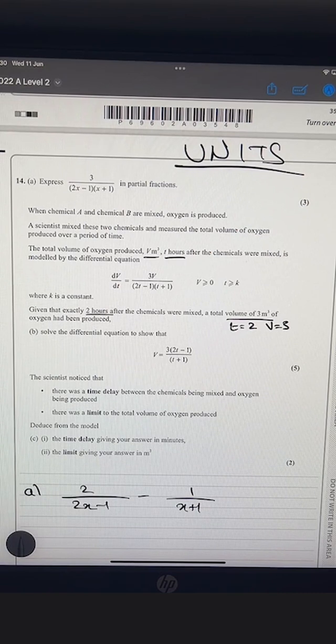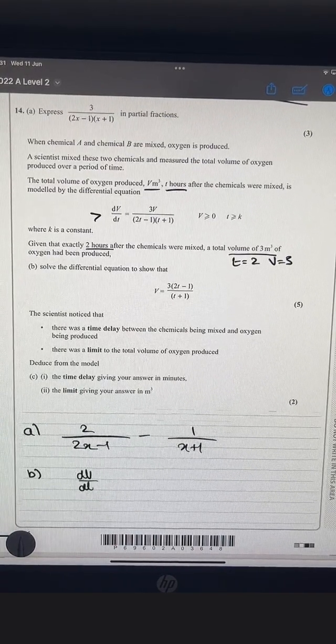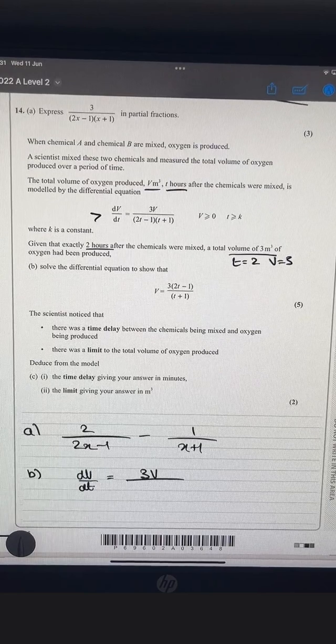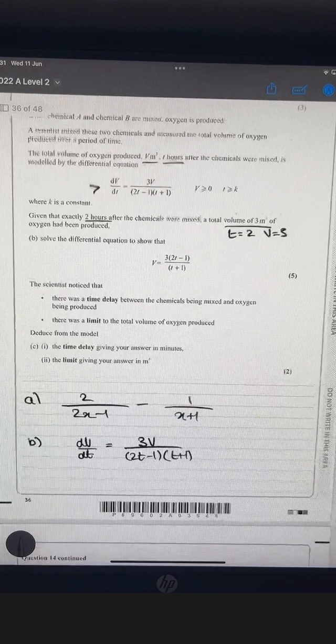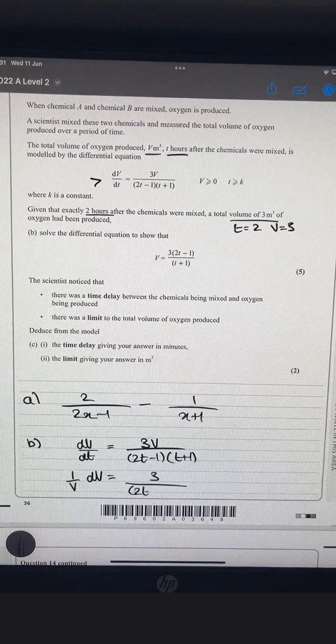So I'm just solving a differential equation. What is my differential equation? Let's write that out: dV by dt is equal to 3V over (2t minus 1)(t plus 1). Notice I have split that already, 3 over this thing on that side. I'm going to bring all the V terms on one side and all the non-V terms on the other side. If I divide through by V, I have 1 over V dV, and I multiply through by dt, keeping the right-hand side the same: 3 over (2t minus 1)(t plus 1) dt. The reason I've done that is because in part A, that is what I had as my fraction.